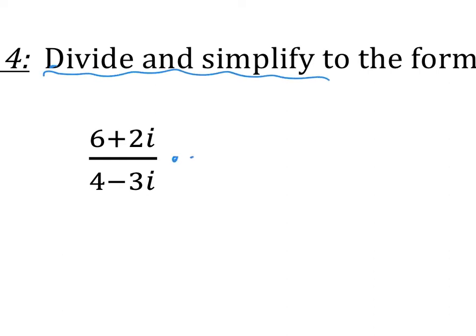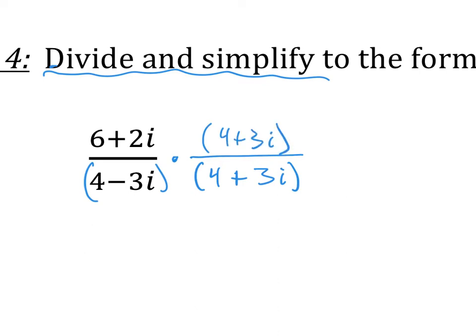All right. Well, the key is, again, we want to get rid of the i. So we got 4 minus 3i. We don't want i's on the bottom. So that's the key. So we're going to multiply by the conjugate, 4 plus 3i. All right.